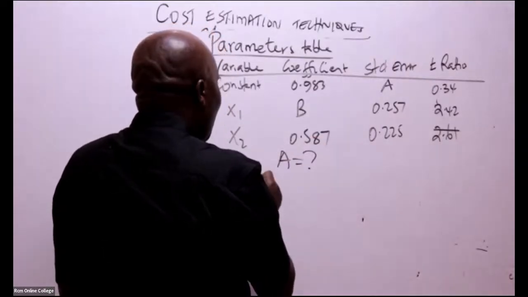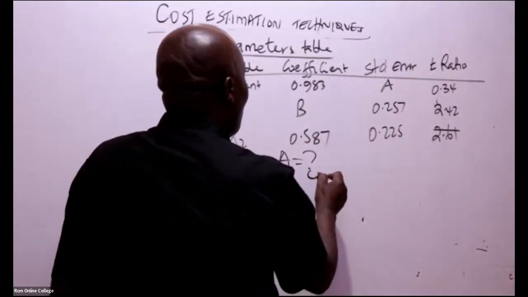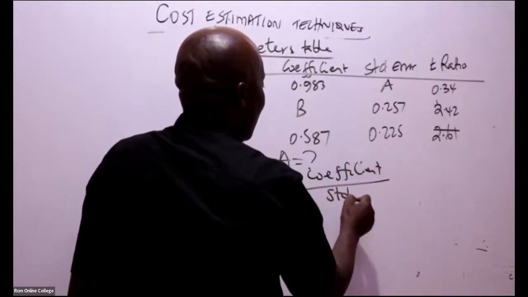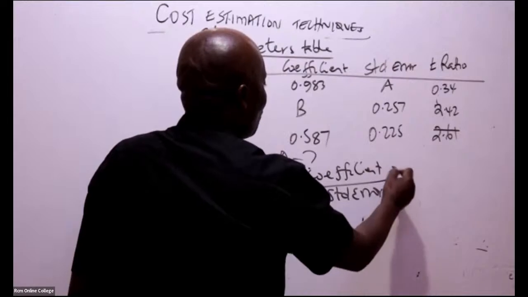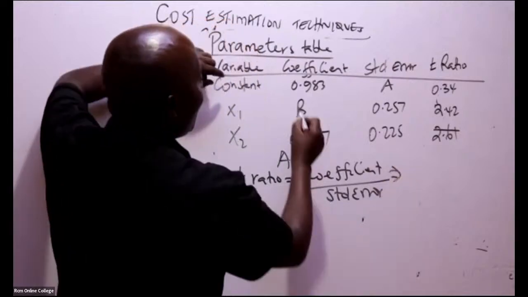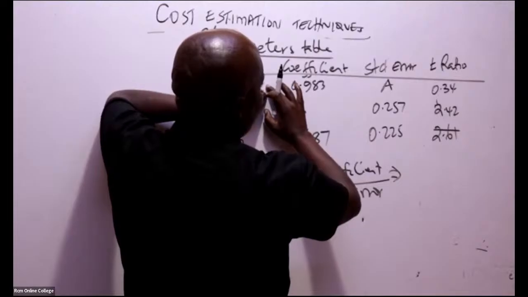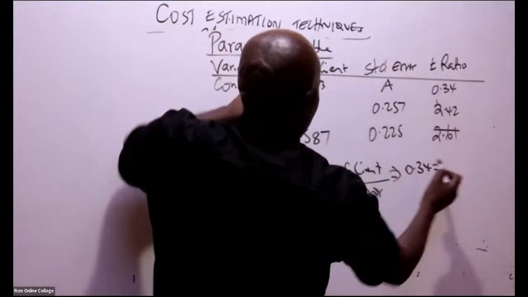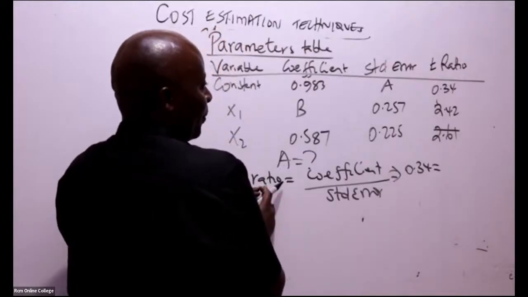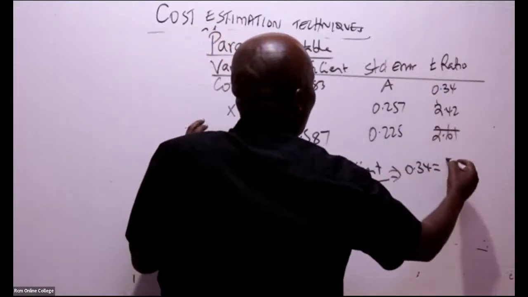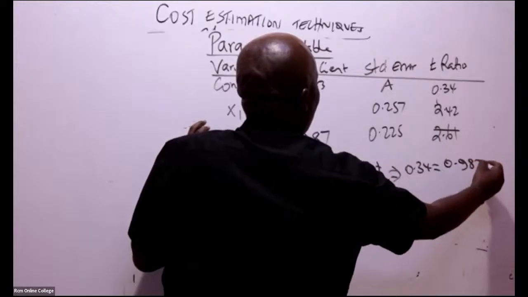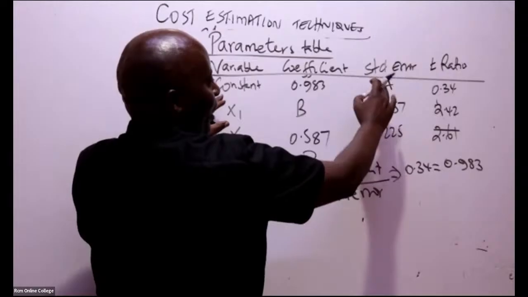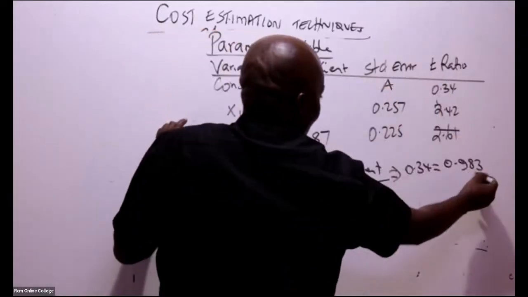We've said to get the T ratio, you take the coefficient all over the standard error. The T ratio here, where A is for this constant, is 0.34. That is the T ratio I'm substituting. It equals the coefficient, which we know is 0.983, divided by the standard error for the first one, which is A.